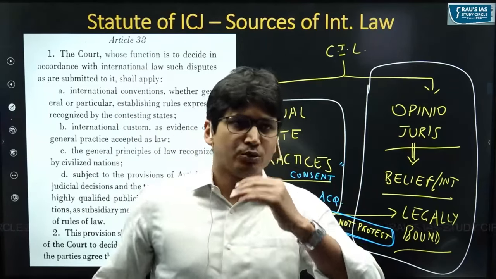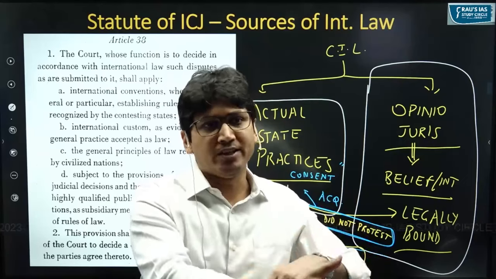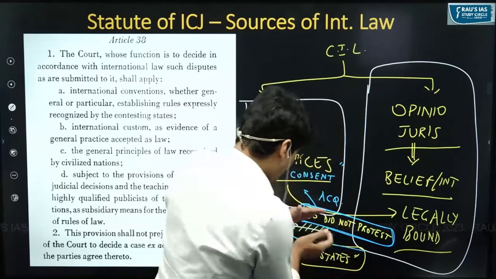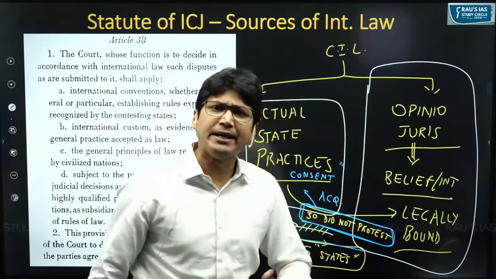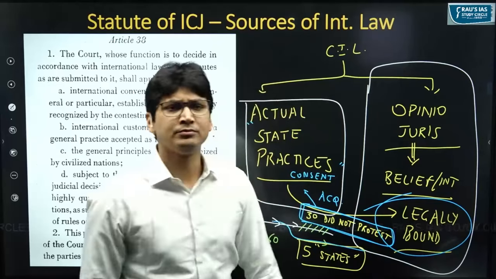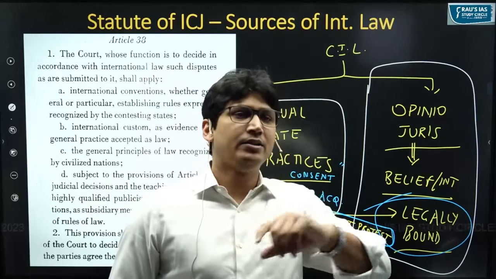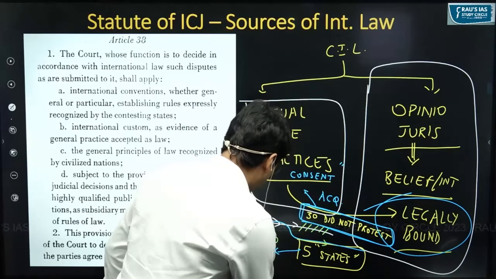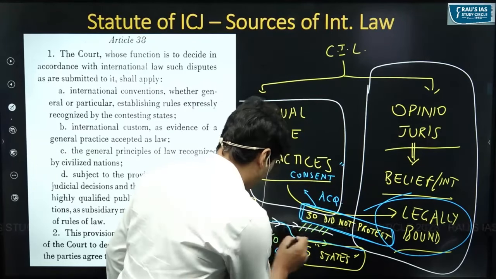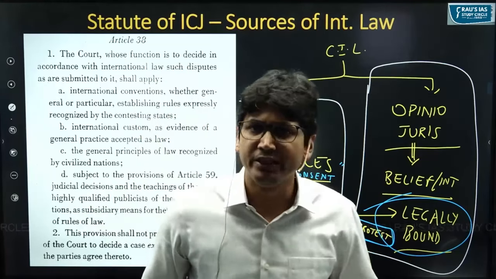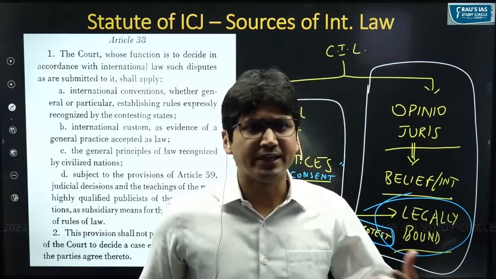So they consented also, they did not protest. It was also believed that these 30 states believed, even by not protesting, that they were legally bound. But for those 5 states who were persistent objectors, this new customary law or this new norm of behavior under customary law will not be applied. You understanding this, Suraj?